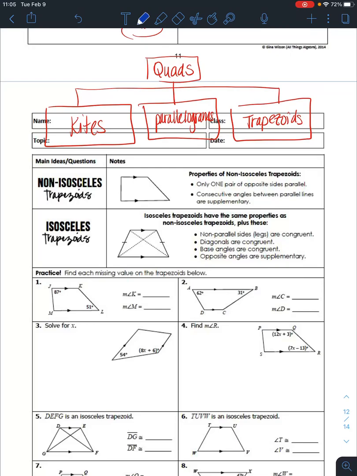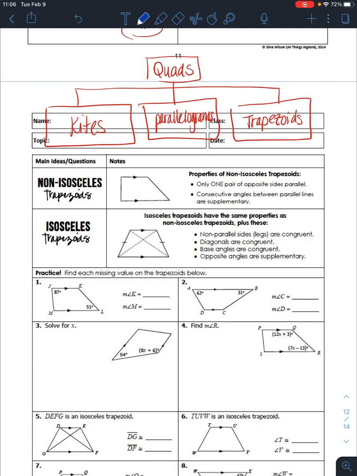So today we're going to talk about the last of our quadrilaterals. We talked about polygons, and then we talked specifically about four-sided figures. And then within that, we talked about parallelograms that have two pairs of parallel sides, kites that have no pairs of parallel sides. And today we're going to talk about trapezoids that have one pair of parallel sides.